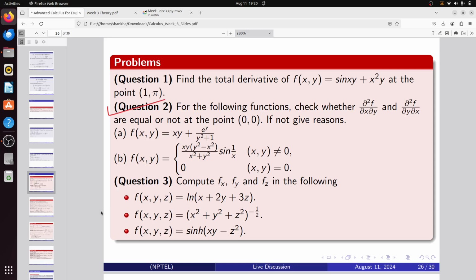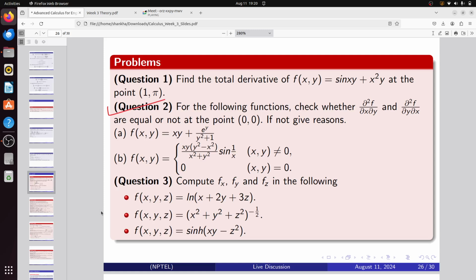Done? Tell me the answer. So the answer of the first one is fx equal to 1 by (x + 2y + 3z). Yes. fy equal to 2 by (x + 2y + 3z). Yes. And fz equal to 3 by (x + 2y + 3z). Okay, very nice. The second one?